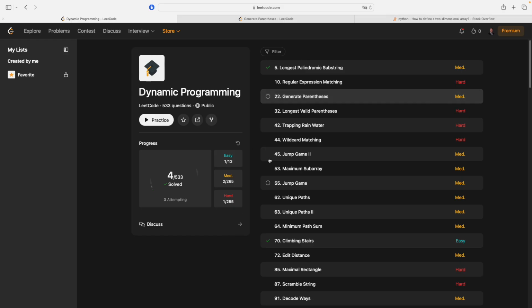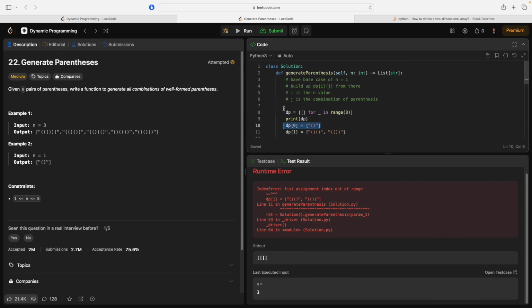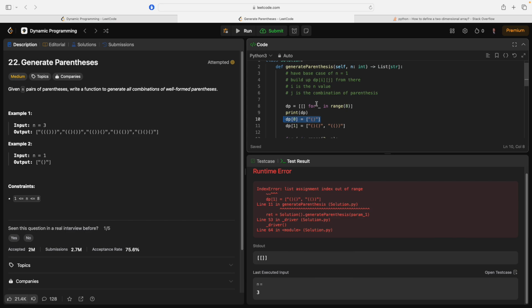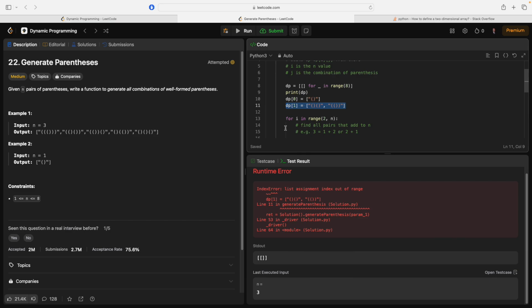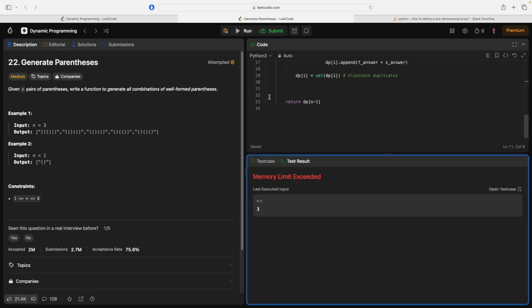Okay, yeah, I was doing it too simply. Sorry, I had to look that up. For in range, and we can actually just say n. No, we'll do 8, because if the answer if n is 1, we don't want to try to assign DP[1]. Memory limit exceeded.